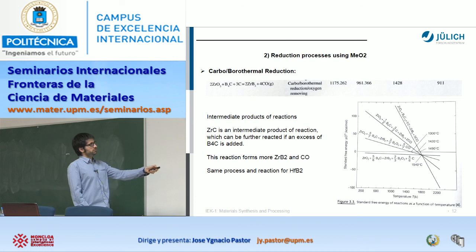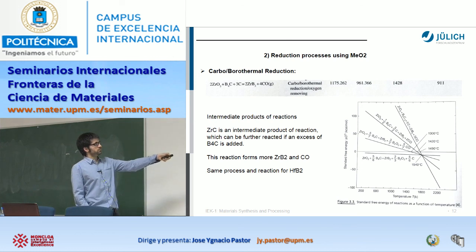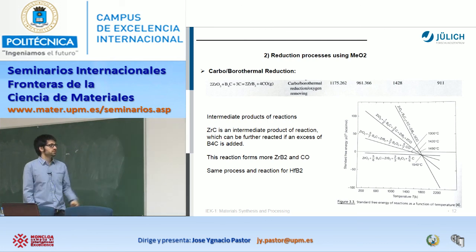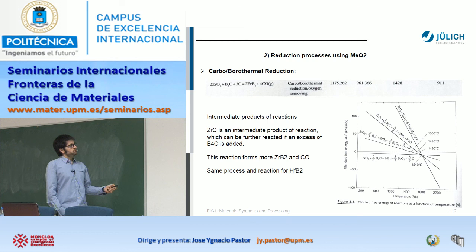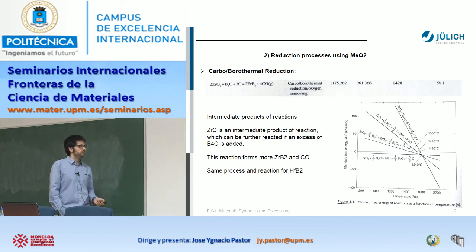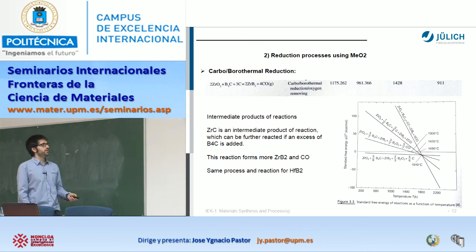The good part, obviously, is that there is a second product, but since it's a gas, it is removed from your powder. And just to mention, all the examples for these oxides are with zirconium oxide, but it's absolutely the same process, for example, for hafnium diboride or other diborides.